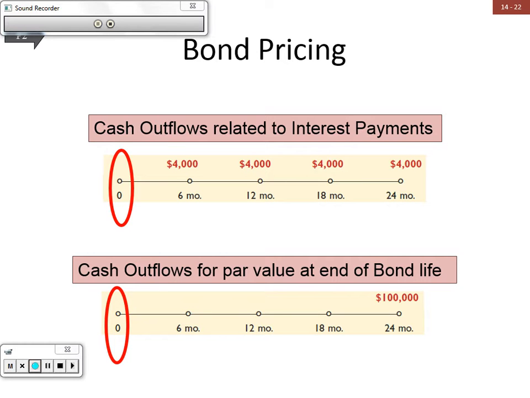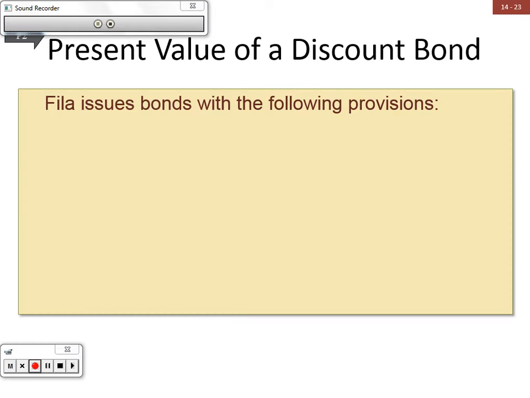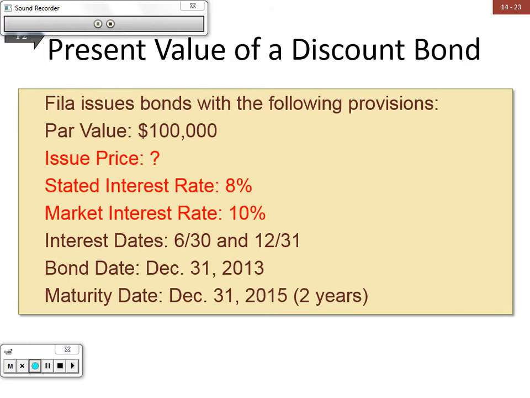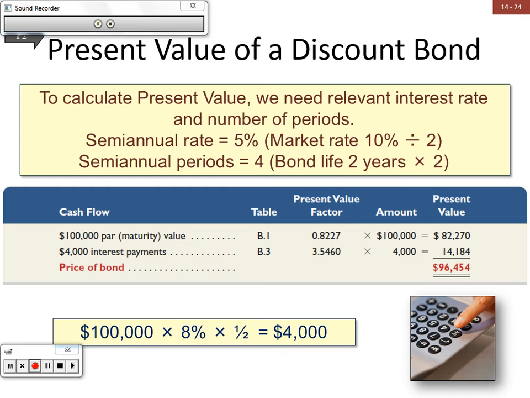And the face value of the bond did not change. The only thing that changed was the amount of interest. Now, present value: we don't know what the issue price is because we have to find the present value of it. The par value or principal is still $100,000. The interest rate is 8%. Market interest rate is higher at 10%. So this is considered to be a discount, right? In your books, on page 562, Exhibit 14.12, we talk about present value of a discount.